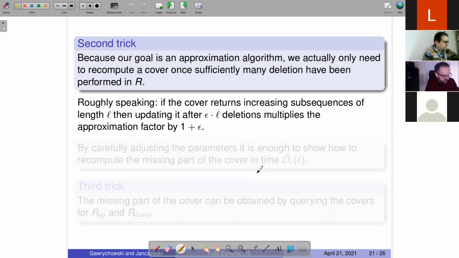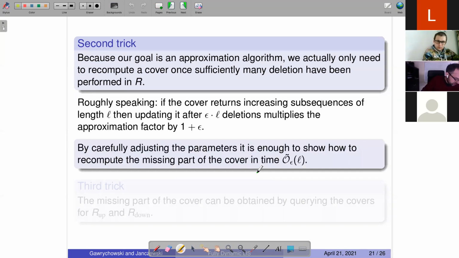So formally speaking, if the cover returns an implicit sequence of length L, then if you update only after epsilon times L updates, the approximation factor gets multiplied by 1 plus epsilon. So that's probably okay. To show that it's okay, you need to look at the parameters and adjust them. There are different levels of this process to make it all work.